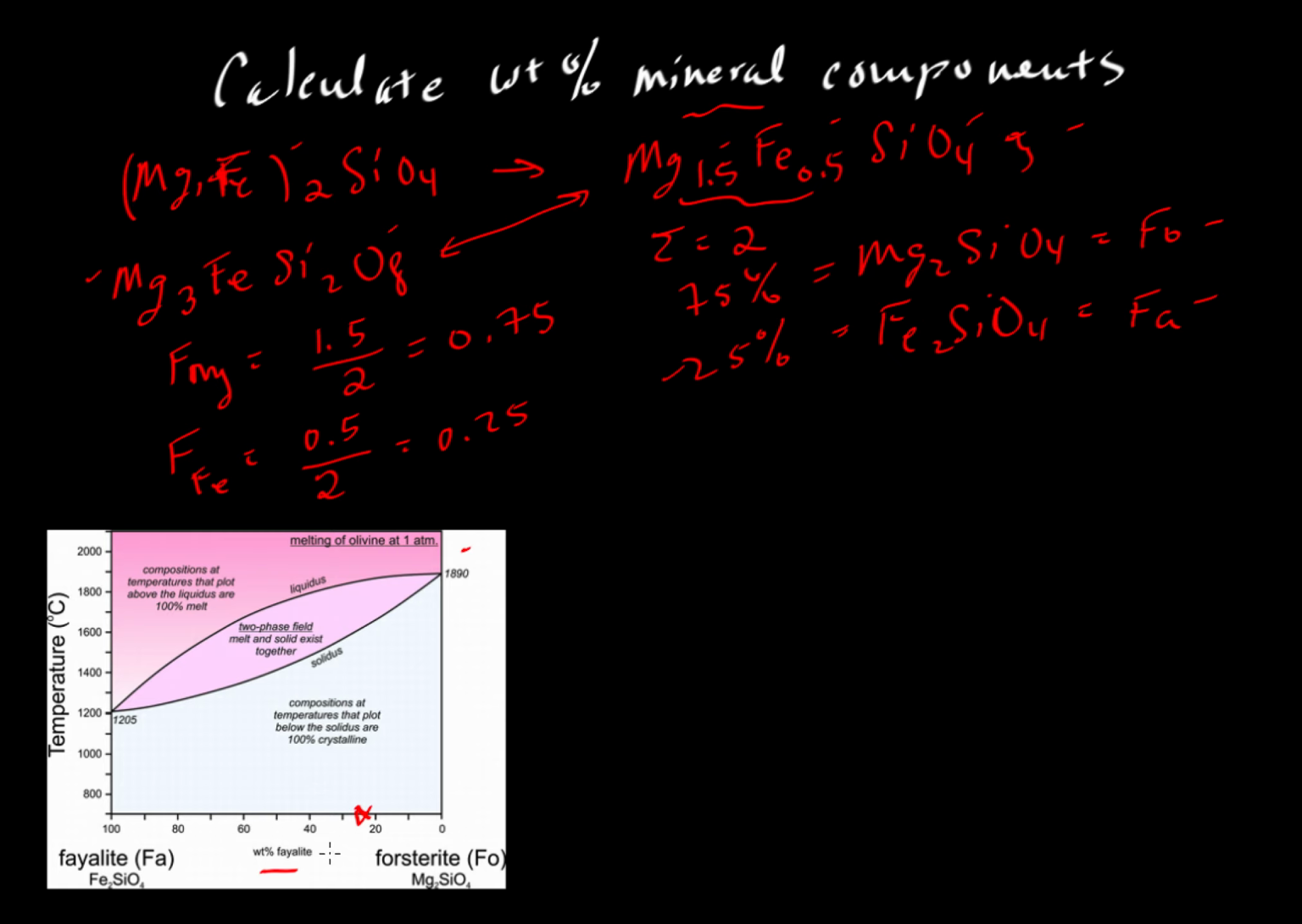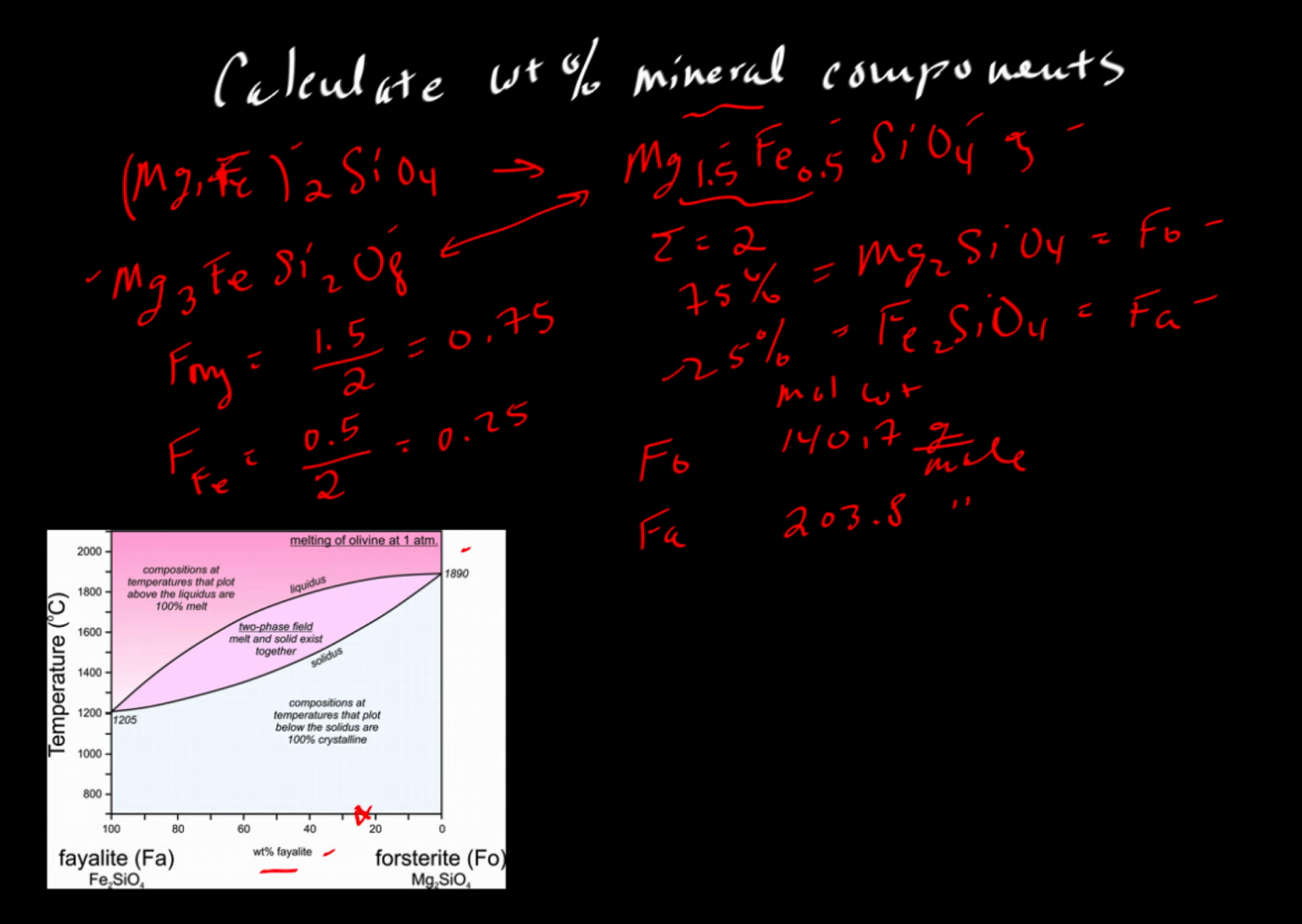We need to convert this to a weight percent fayalite. So how would we do that? Well, we would take the molecular weights of forsterite and fayalite. So for forsterite, let's write the molecular weight here. The molecular weight is about 140.7 grams per mole. And then for fayalite, the molecular weight is about 203.8, also in units of grams per mole.